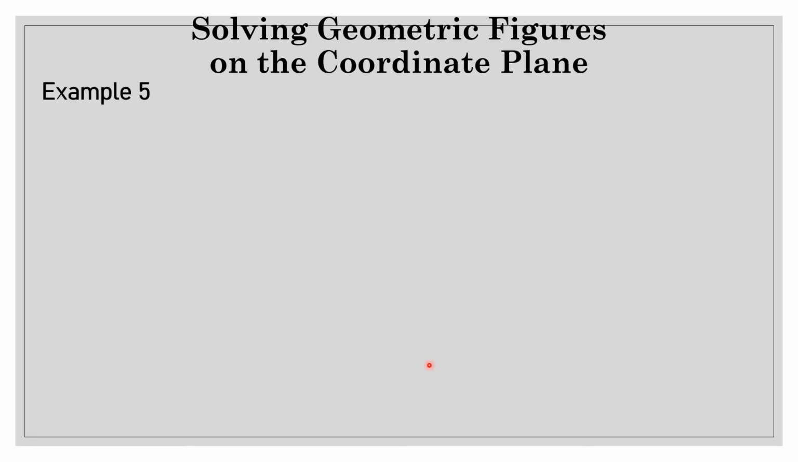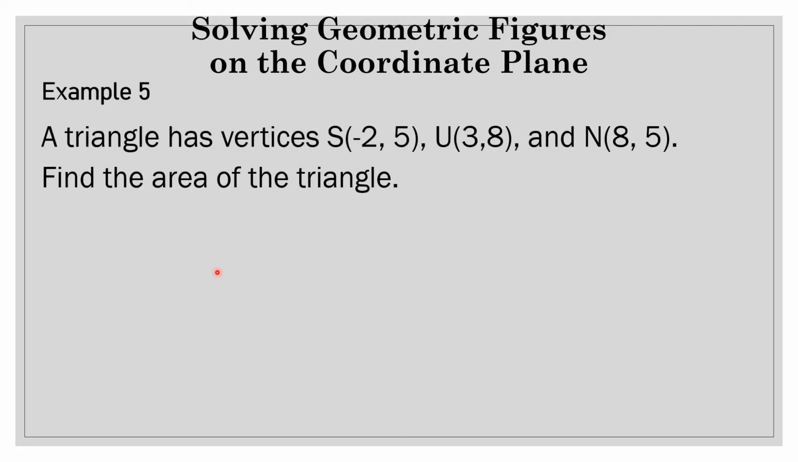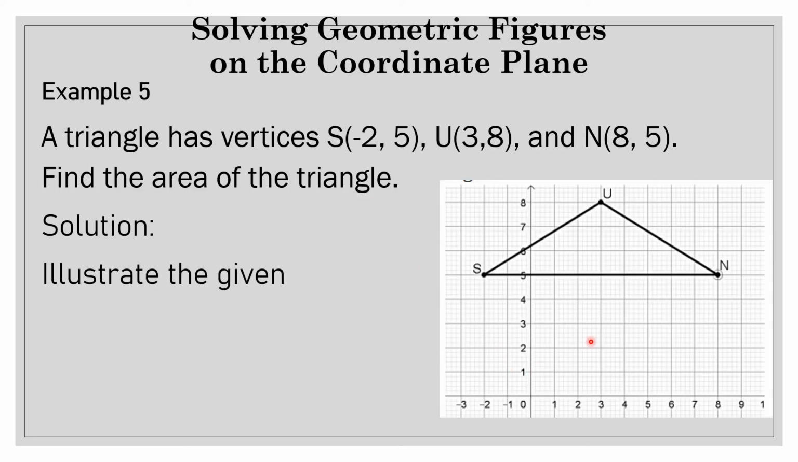Now, let's have example number 5, another problem. We have now a triangle has vertices at S on negative 2, 5, U on 3, 8, and N on 8, 5. Find the area of the triangle. So, una natin gagawin, kailangan po natin siyang i-illustrate or i-plot sa ating Cartesian plane. So, pag plinat natin, ito po yung itsura ng ating triangle. Ito yung point S at negative 2, 5. Ito yung point U at 3, 8. Ito yung point N at 8, 5.